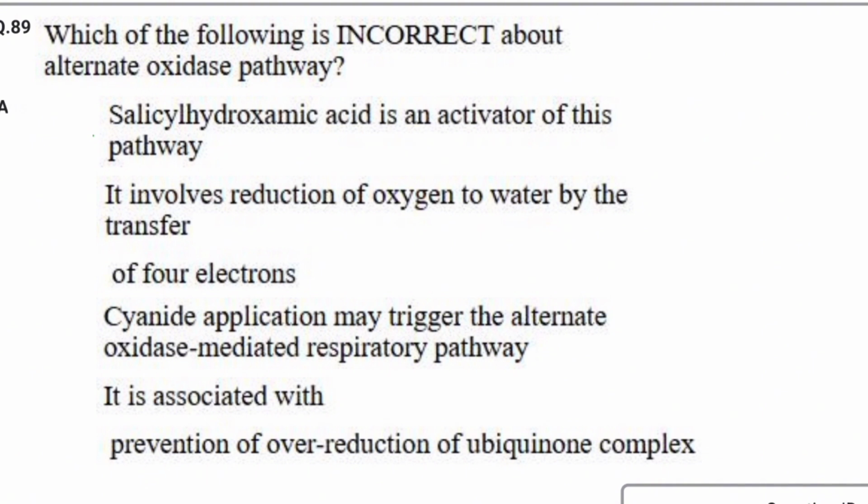Let's see the next question. Which of the following is incorrect about the alternate oxidase pathway? The options are: salicyl hydroxamic acid is an activator of this pathway; it involves reduction of oxygen to water by the transfer of 4 electrons; cyanide application may trigger the alternate oxidase mediated pathway; it is associated with prevention of over reduction of the ubiquinone complex. For this, the correct answer is salicyl hydroxamic acid is an activator of this pathway. That is the incorrect statement about the alternate oxidase pathway.